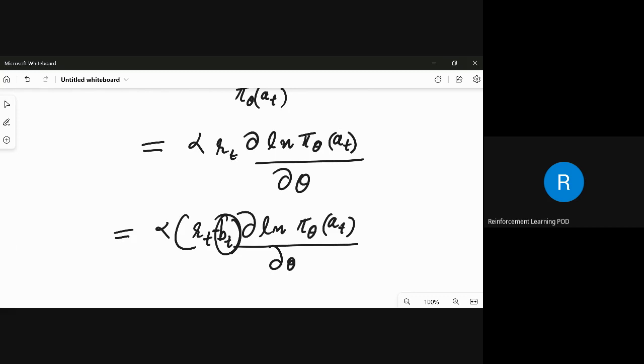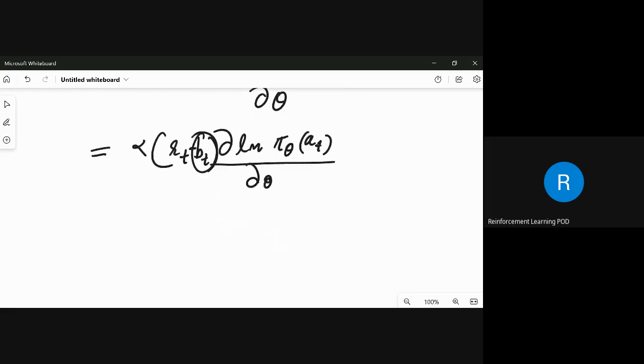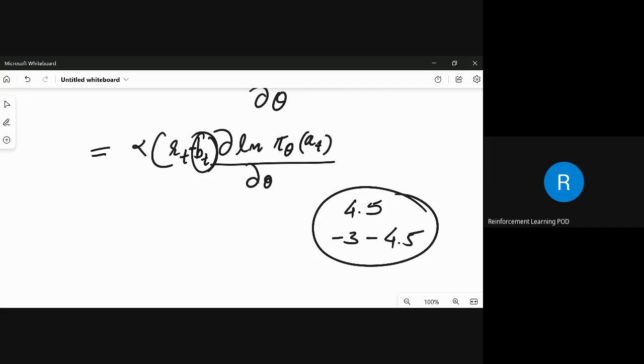So let's say the average for your baseline is coming out to be 4.5, and suddenly you receive a reward which is, let's say, -3. You can immediately say this is a really, really bad reward or bad sample, right? So -3 minus 4.5 will become something like this, and it will increase the magnitude by which your parameters should change.